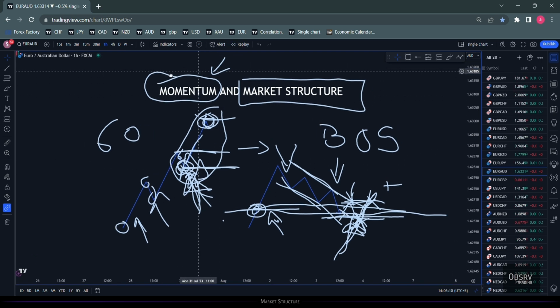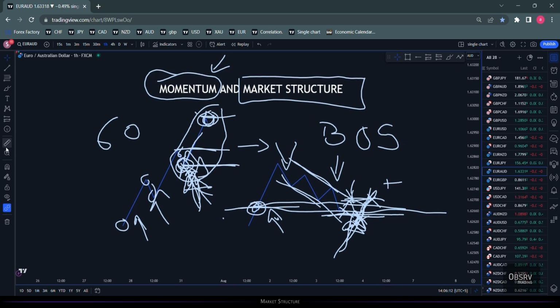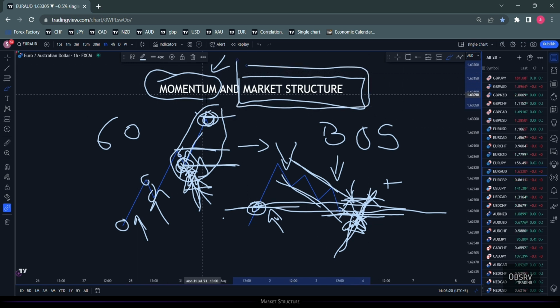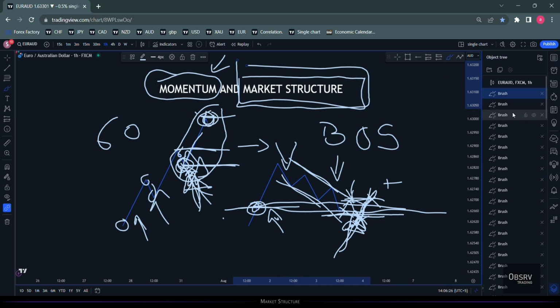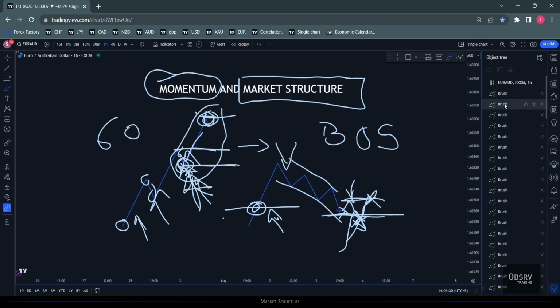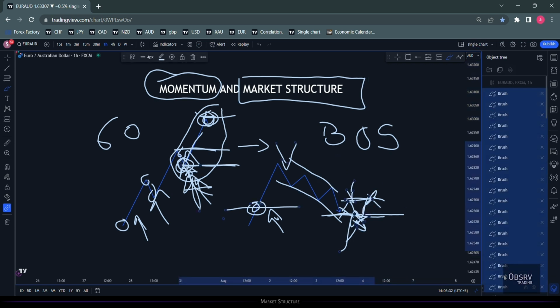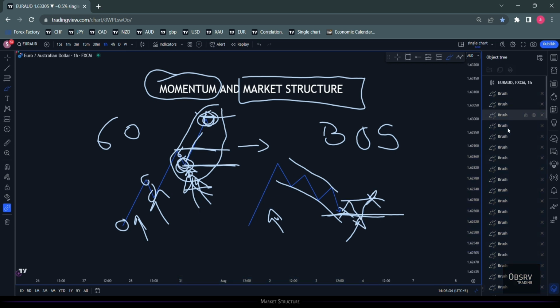So with the momentum, if we get back to how we started this topic, we said that momentum and market structure go hand in hand most of the time. Now the momentum, let me just clear all of these brushes and let's do this one more time, and then we'll go to the charts, we'll look at a few examples, and we'll move forward to the next video afterwards.